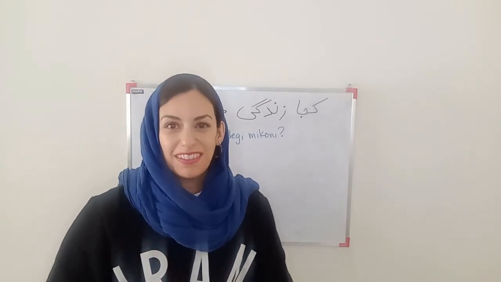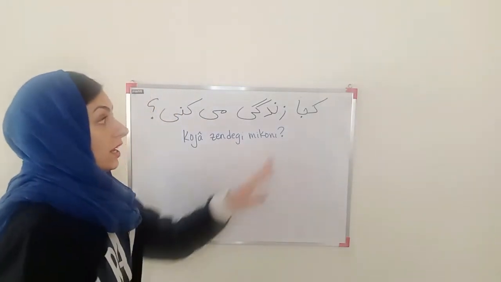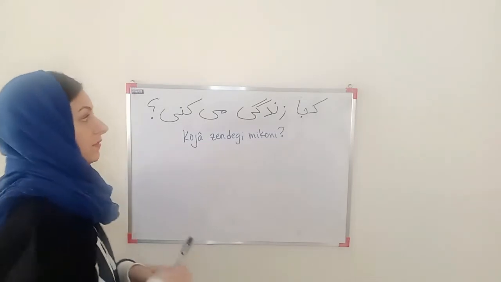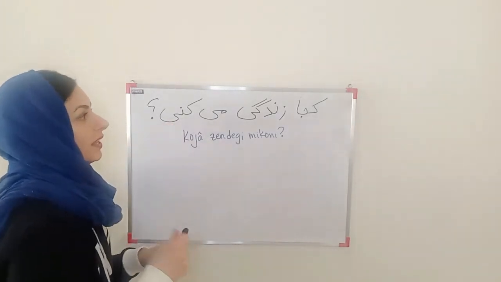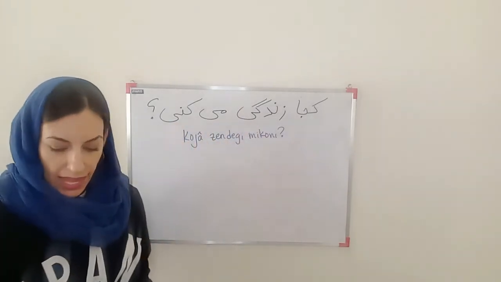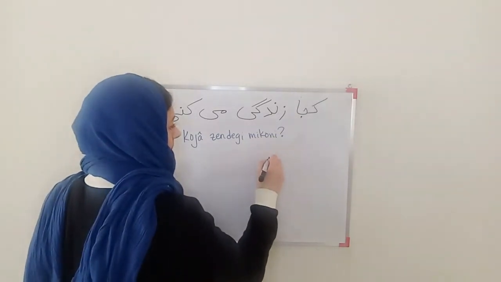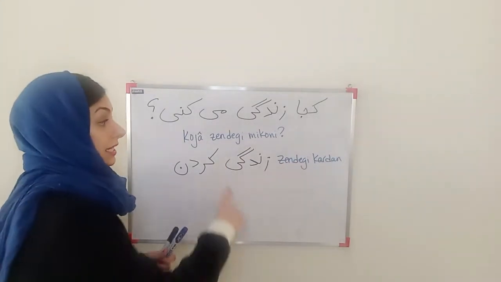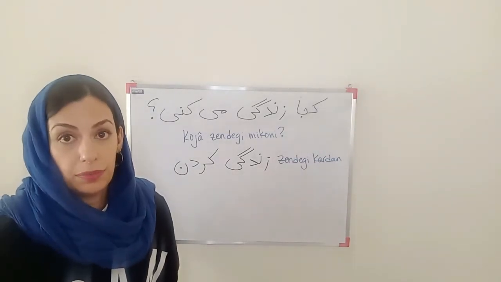Okay, the next thing we want to look at is how to talk about where you live. So you could ask, Koja zendegi mikoni? Where do you live? And of course, we are using our informal you. So let's look at our verb, zendegi mikoni, and let's look at the infinitive form, which is zendegi kardan. And this is a compound verb in Persian.